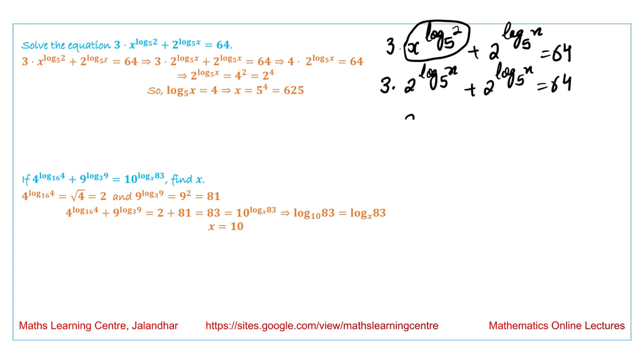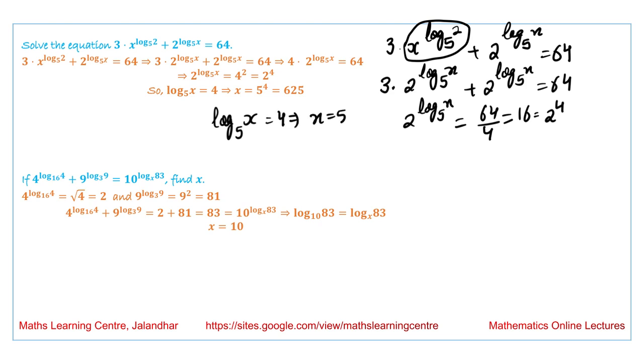So we get 2 raised to the power log x base 5 is equal to 64 by 4, that is equal to 16, that is equal to 2 raised to the power 4. So we obtain that log x to the base 5 is equal to 4. This implies that x is equal to 5 raised to the power 4, that is equal to 625.